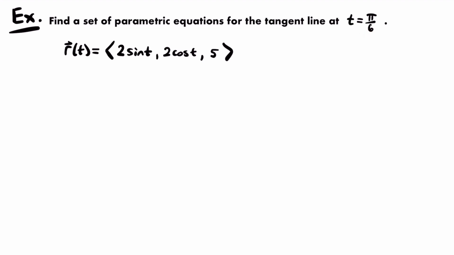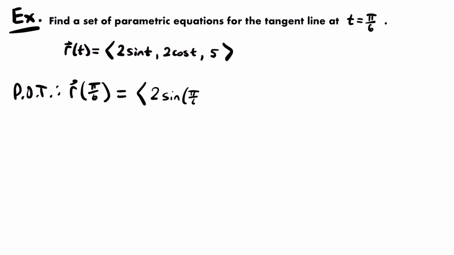Let's start with the point of tangency. We can find that by just plugging pi divided by 6 into our vector function. So for the point of tangency, we'll have r of pi divided by 6 is equal to 2 times sine of pi divided by 6. Then we'll have 2 times cosine of pi divided by 6, and then 5.